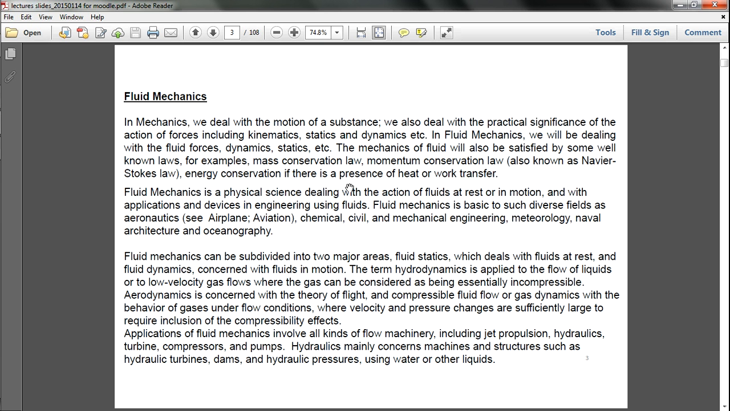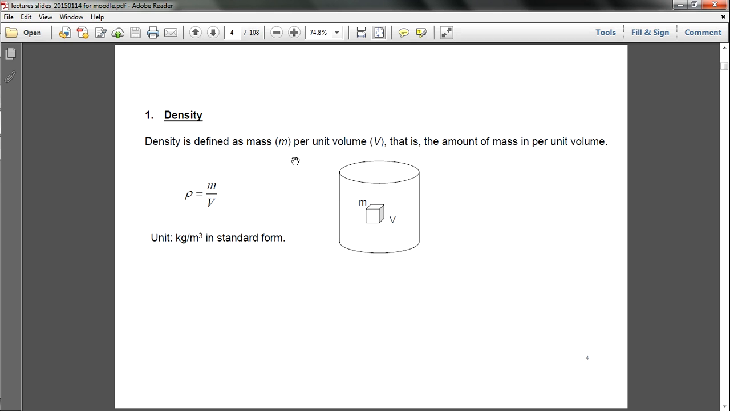You can just read it out. This is just an introduction. And then density: rho equals m over v, that's all. Make sure you know the SI unit.